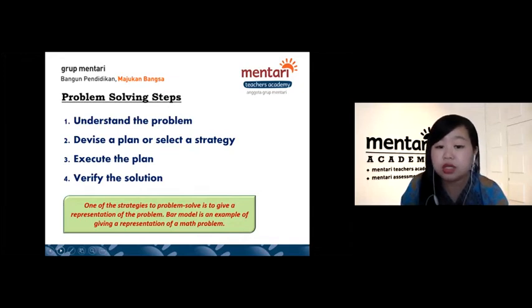And one of the strategies to problem solve is to give a representation of the problem. So bar model is an example of giving a representation of a math problem. If you look into step 2 and 3, devising a plan, execute the plan, bar model could be one of those plans that you could use and execute actually to solve related math problems, particularly for whole numbers and fractions.